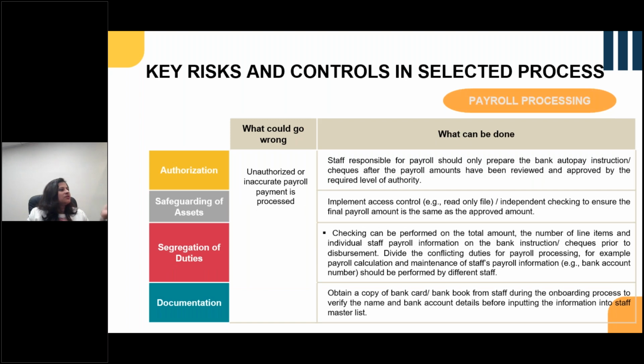More payroll processing. So this is another statement that could go wrong: unauthorized or inaccurate payroll payment is processed. So you would have staff responsible for payroll who should only prepare the bank auto pay instructions or checks, hopefully auto pay by now, after the payroll amounts have been reviewed and approved by a different authority. Yes, absolutely. Recruitment of an unsuitable person is another risk. Safeguarding of assets: implement access controls, independent checking to ensure the final payroll amount is the same as the approved amount. Segregation of duties we talked about. Obtaining a bank card or book from the staff during the onboarding process to ensure that you're sending it to their bank account. So you're verifying those details.